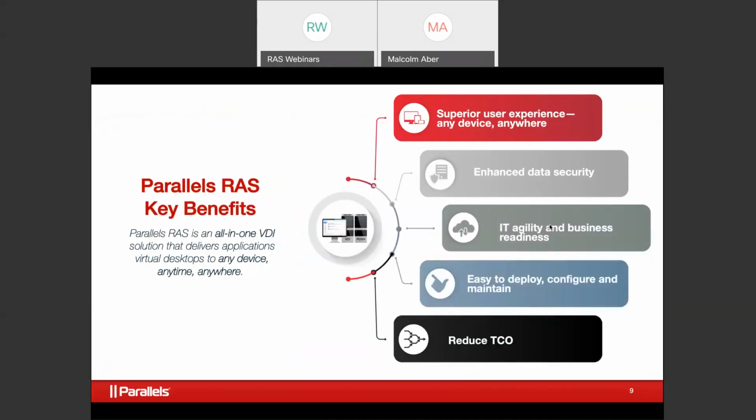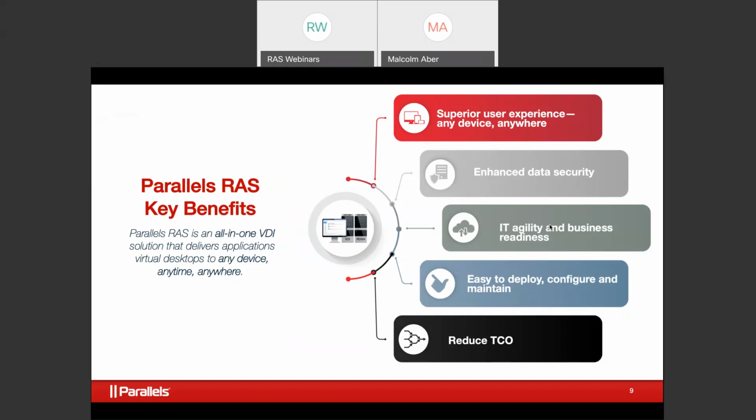So Parallels RAS and key benefits in this case. Let's split them up into 5 easy to understand aspects over here. Okay, so we have superior user experience. Of course, you can access your infrastructure from any device, anywhere. As we all know, we have our native clients for Windows, Mac, Linux, Android, Apple, iPad. I mean, for every client that you can think of, even Chromebook, we have a client.